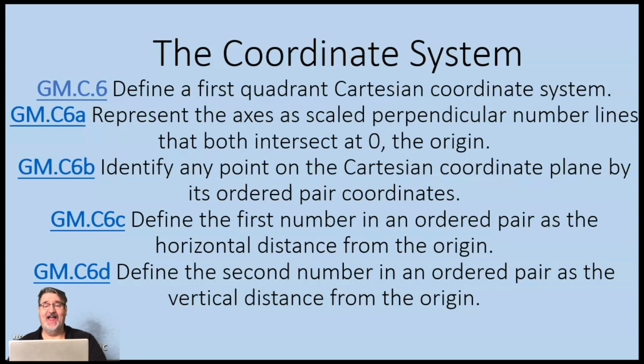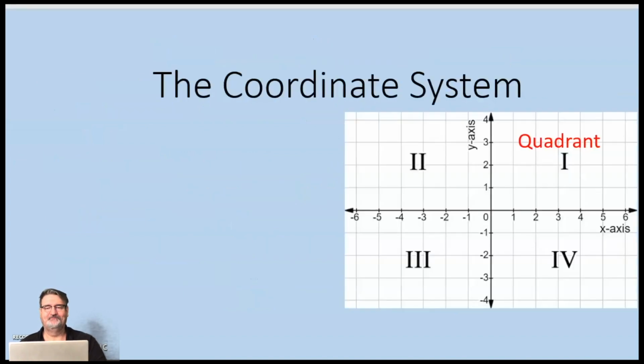GM.C6A. Represent the axes as scaled perpendicular number lines that both intersect at 0, the origin. GMC6B. Identify any point on the Cartesian coordinate plane by its ordered pair coordinates. GMC6C. Define the first number in an ordered pair as the horizontal distance from the origin. And finally, GMC6D. Define the second number in an ordered pair as the vertical distance from the origin.